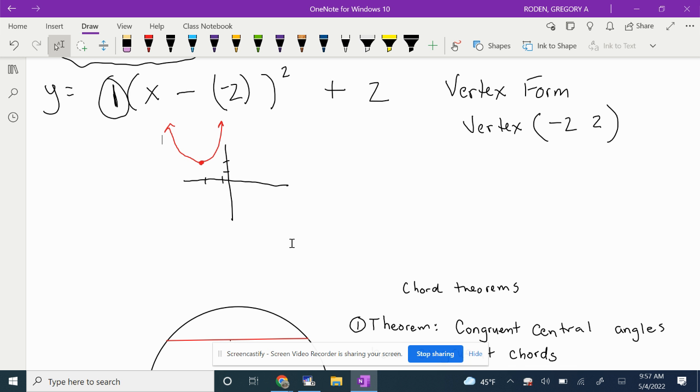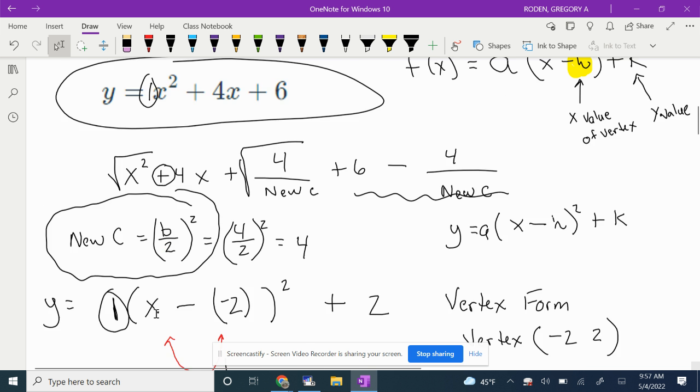Because it's not negative, you don't need to graph it. The parabola, I had a question. Why is the parabola not facing down? Because the parabola, the A is positive.